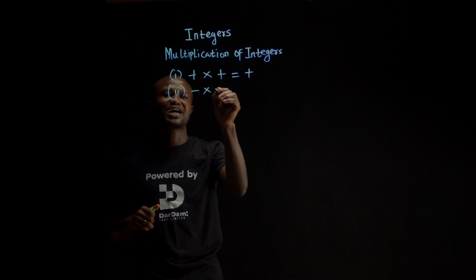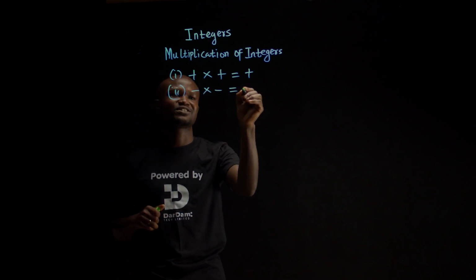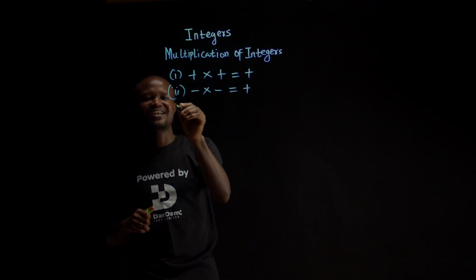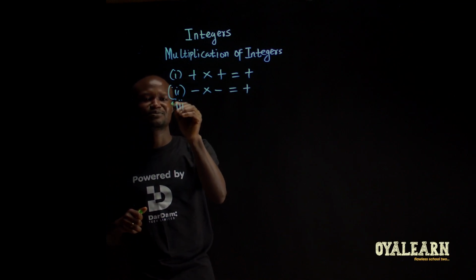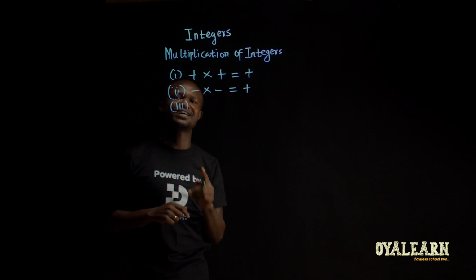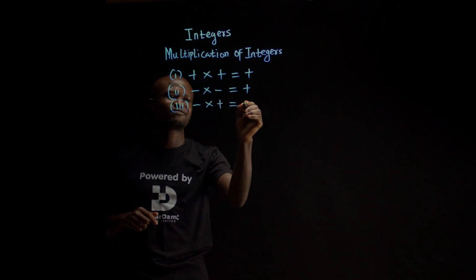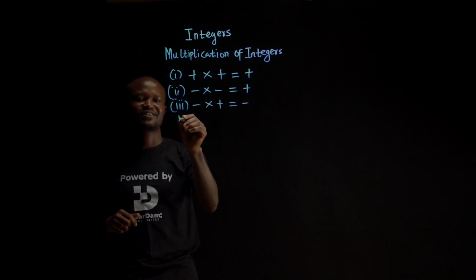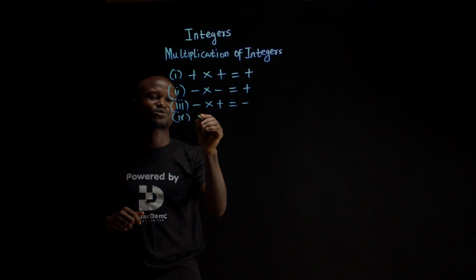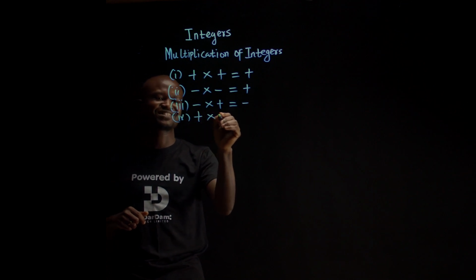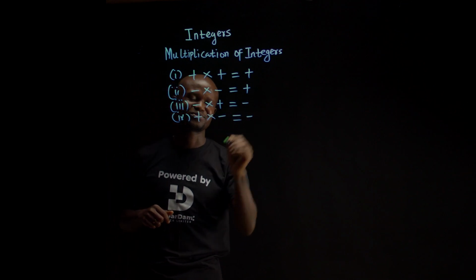Minus times minus is equal to plus. Now, if one is minus and the other one is plus, minus times plus, we have minus. And also, plus times minus is equal to minus.